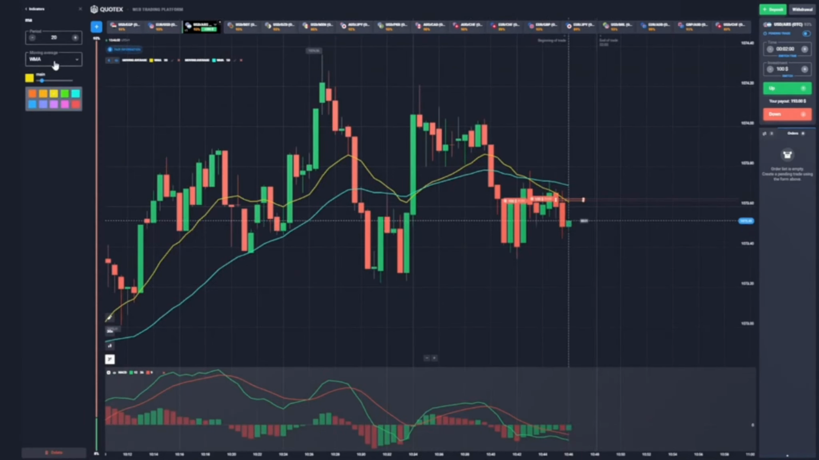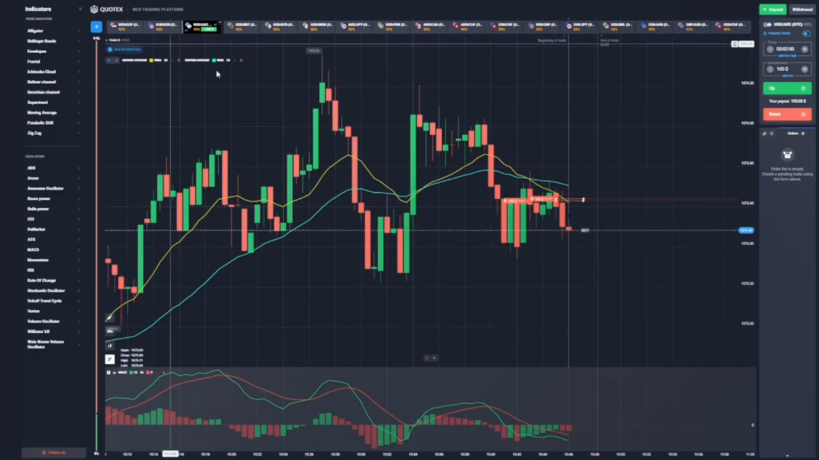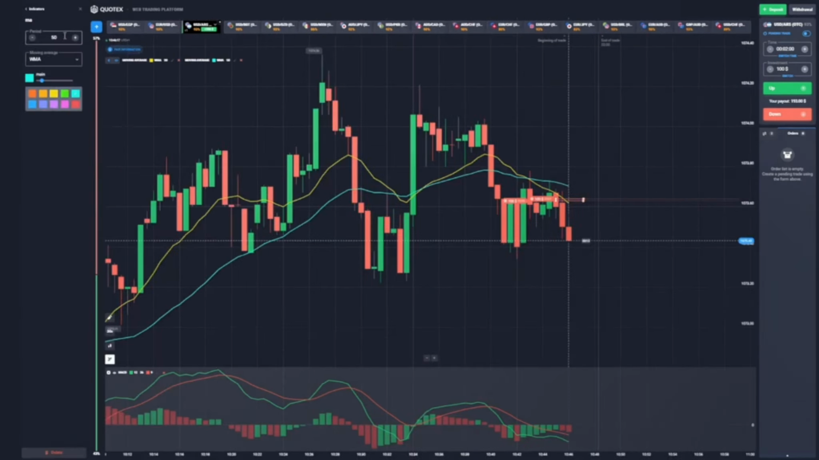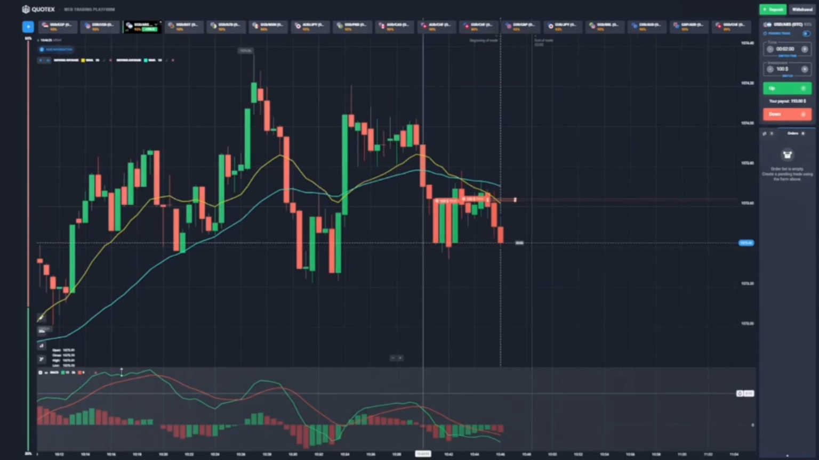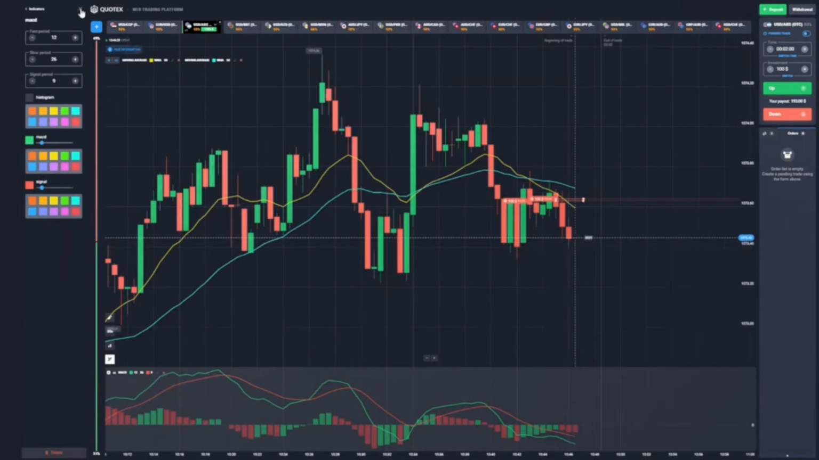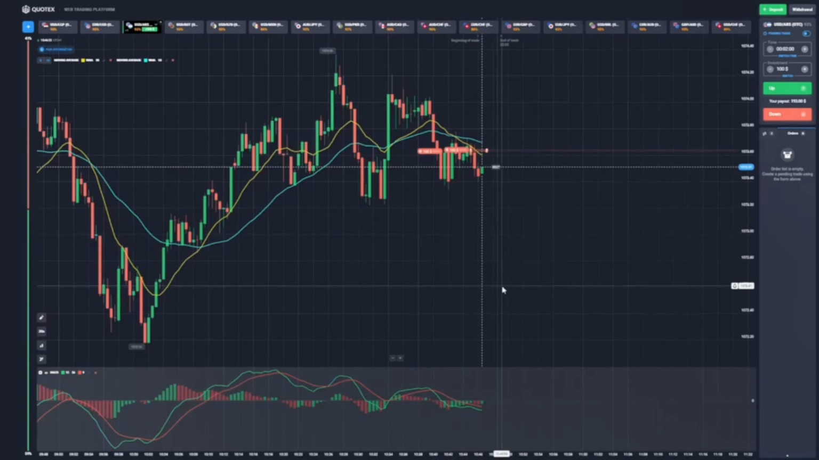We use a 20-period moving average and type WMA. The next moving average period is 50 and type also WMA. The MACD indicator is used with default settings.